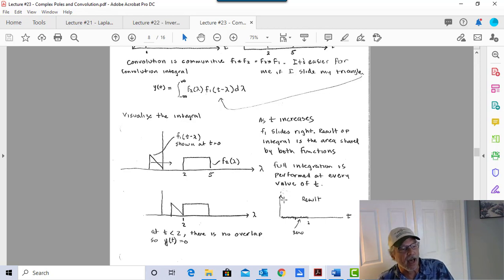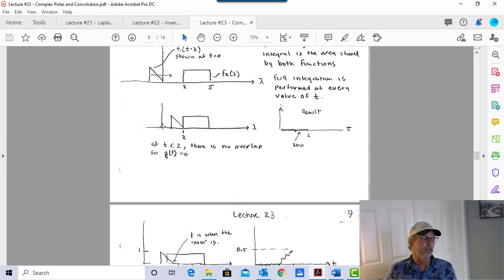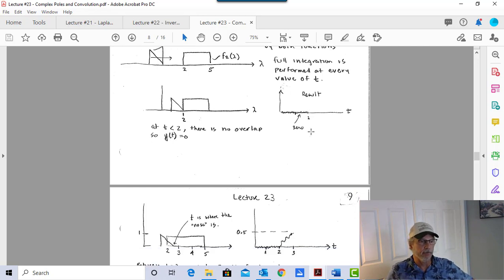Let's plot that as a function of time. So we'll plot it on the t-axis. So take this triangle, slide it up to 2. Here it is, slid up to 2, and my answer is still 0. Why did I stop at 2? I stopped at 2 because once I pass 2, then I'm going to get some overlapping area, and my result is going to start to go up.